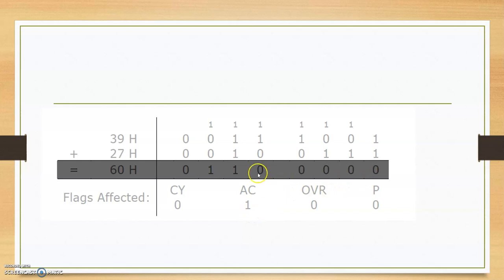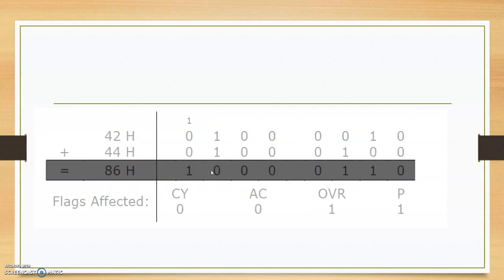And here the parity: you have 2 ones in the result. 2 ones means it's an even parity, so the parity flag is reset. Clear. Next, the overflow flag. The carry from C6 is 0, and the carry out of the MSB, that is C7, is also 0. So 0 XOR 0, you get 0. Also you can see that 60 is within the range, so there is no overflow.